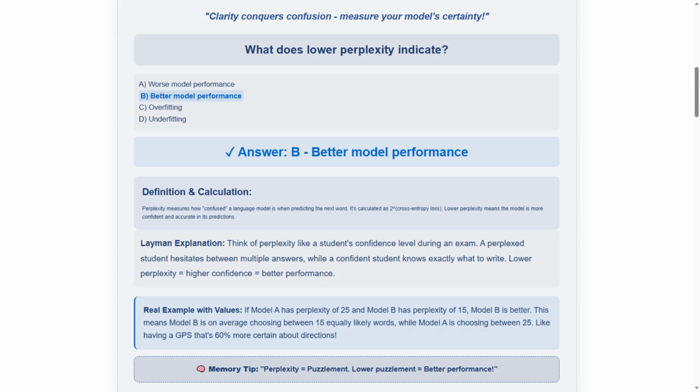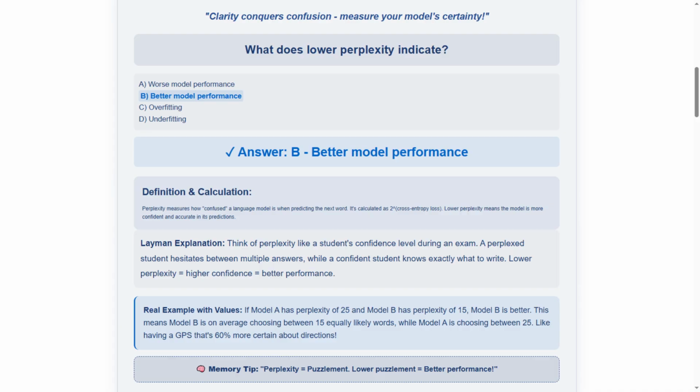Better model performance. We choose this answer because perplexity measures uncertainty, and when a model is less uncertain or confused, it performs better. Lower numbers mean higher confidence. Now, let's understand the complete definition. Perplexity measures how confused a language model is when predicting the next word. It's calculated as 2 raised to the power of cross-entropy loss. Lower perplexity means the model is more confident and accurate in its predictions.